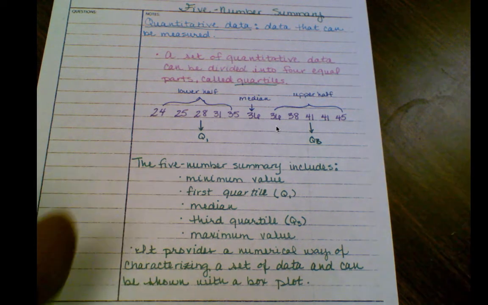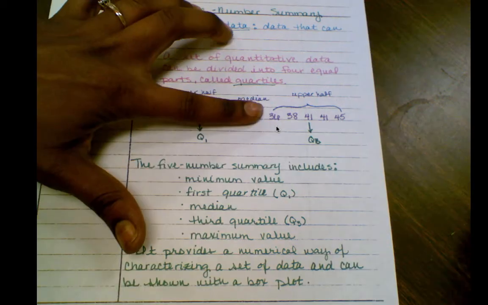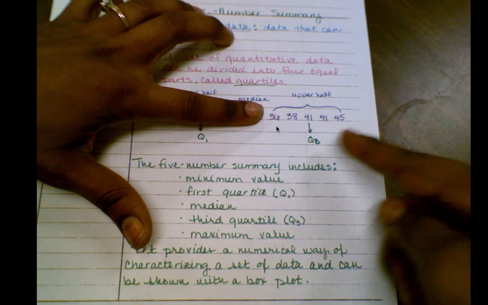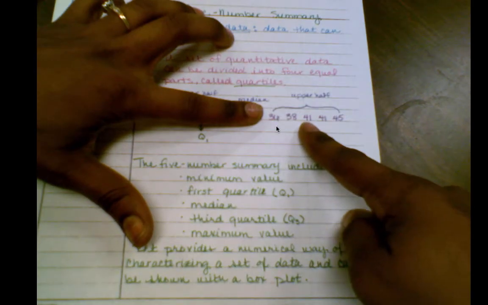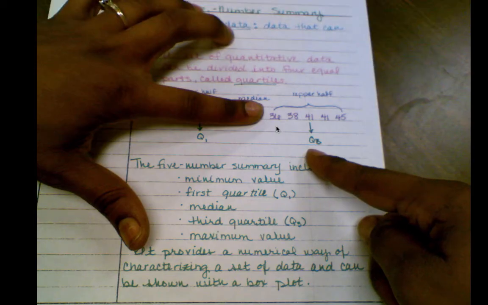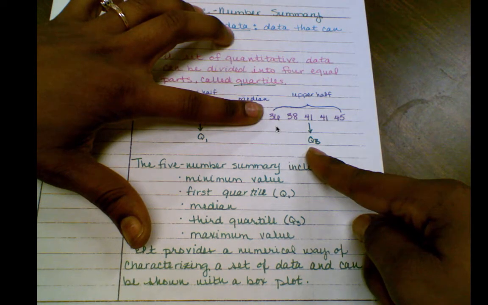Now, on the other half of our median, we have the upper half of our data. And then if I find the median of the upper half using the same process, that gives me the third quartile, which we mark using Q3.